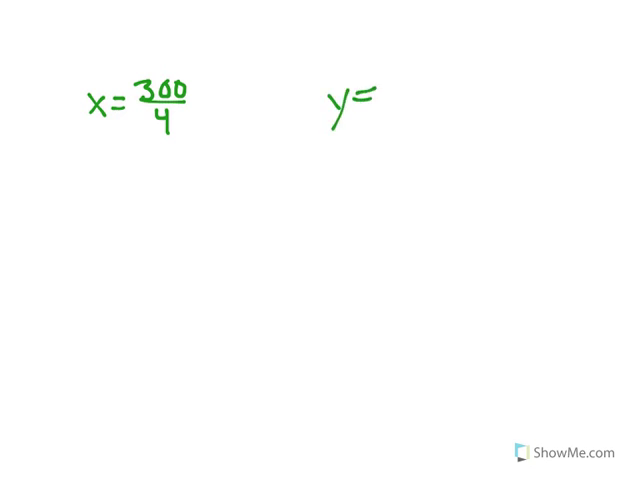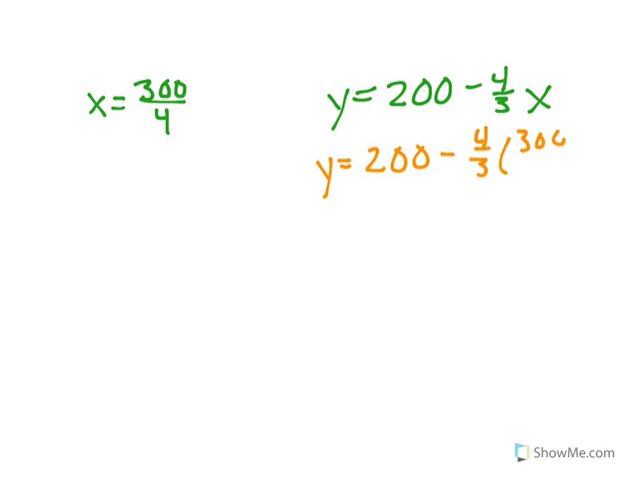y is equal to 200 minus 4 over 3 x. So I'll substitute in the x for that value. y equals 200 minus 4/3 times 300 over 4. So y equals 200 minus 100. y is equal to 100. If I get anything wrong on the math here, you can tell me.